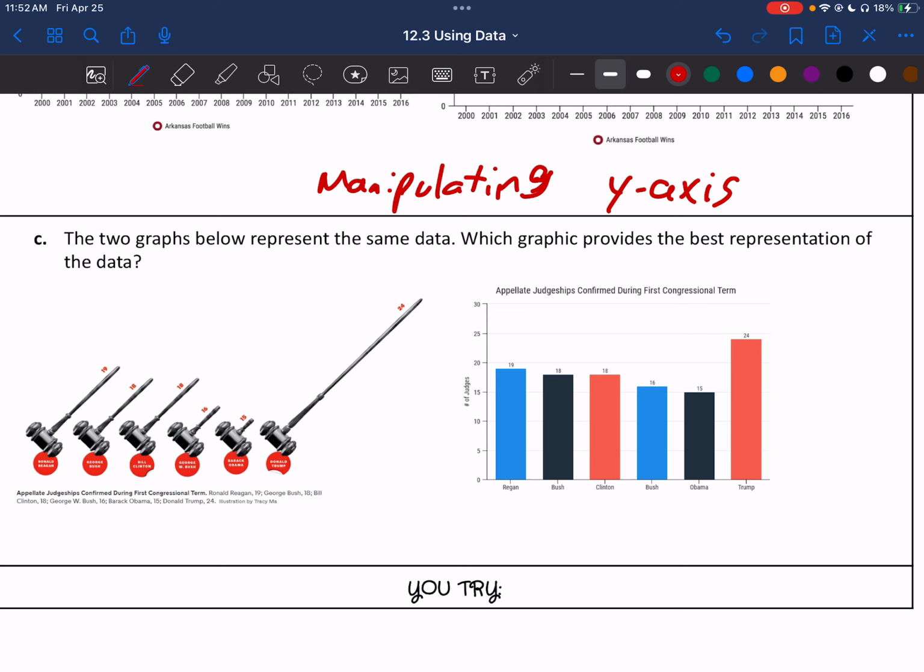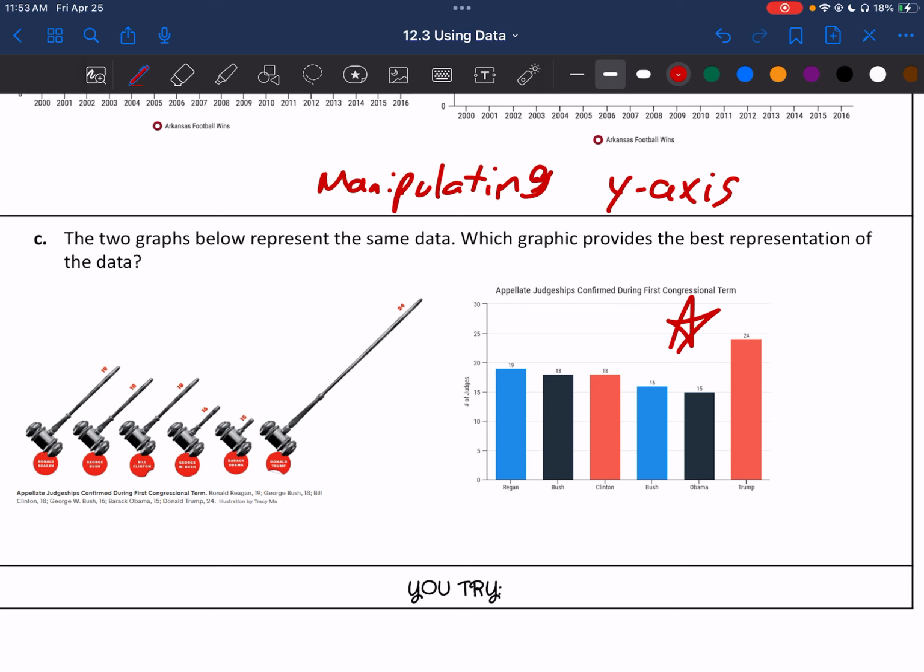So as we look at these two pieces of data, on the left, we've got the gavels with lengths on them showing how long they were, and on the right, we have these bar graphs. On the left, it makes it look like Donald Trump had way, way, way more judges confirmed than anybody else, and that Barack Obama had very few judges because it's just got a little teeny tiny handle on the gavel. So which is the better graphic? It's going to be the one on the right.